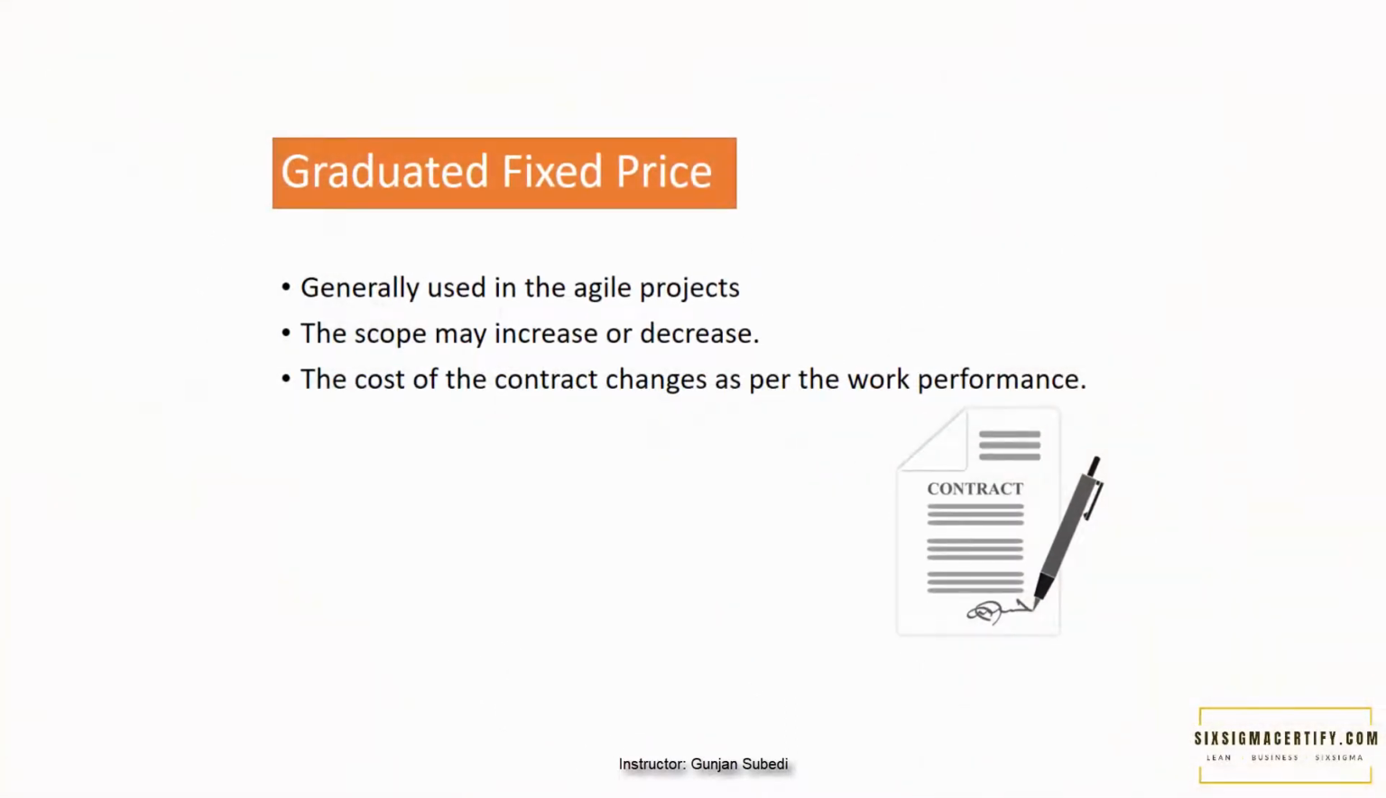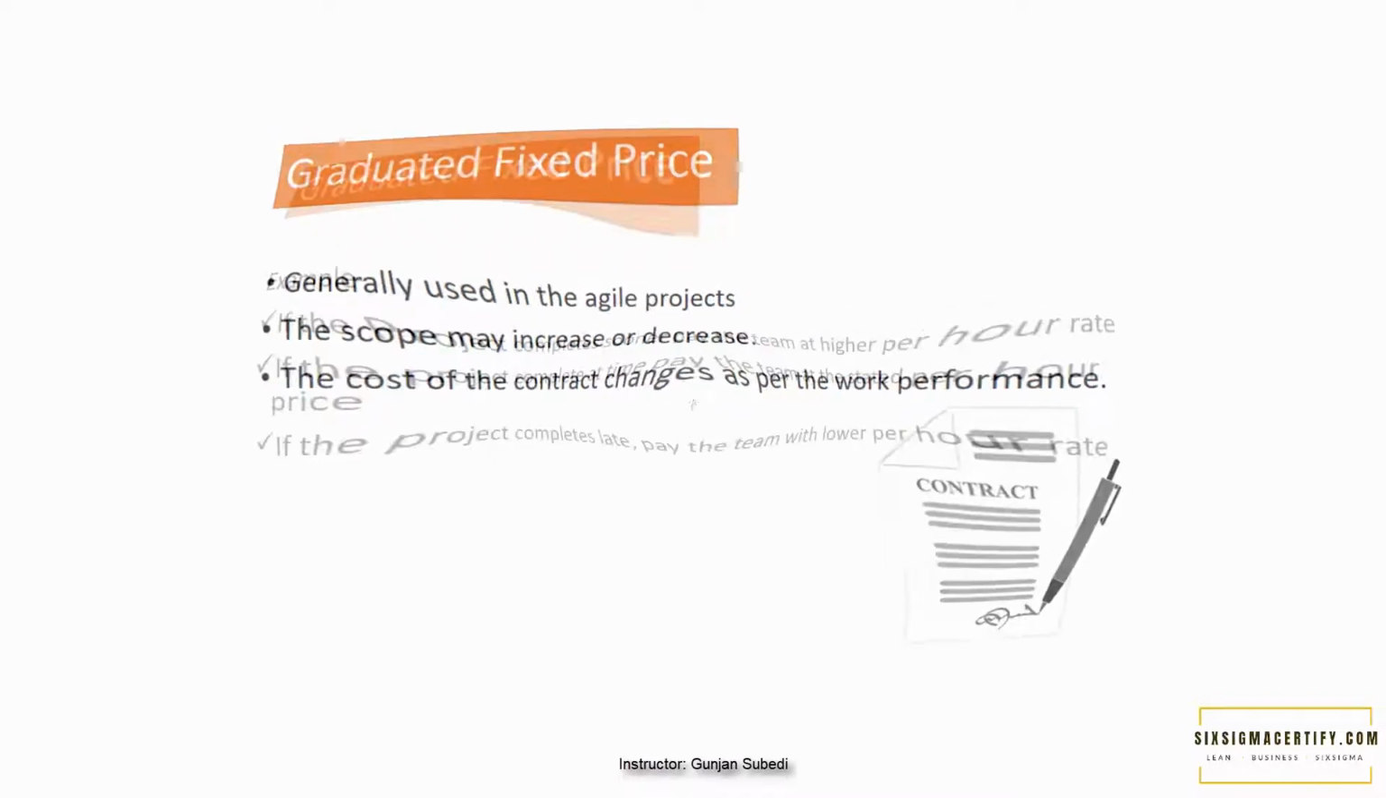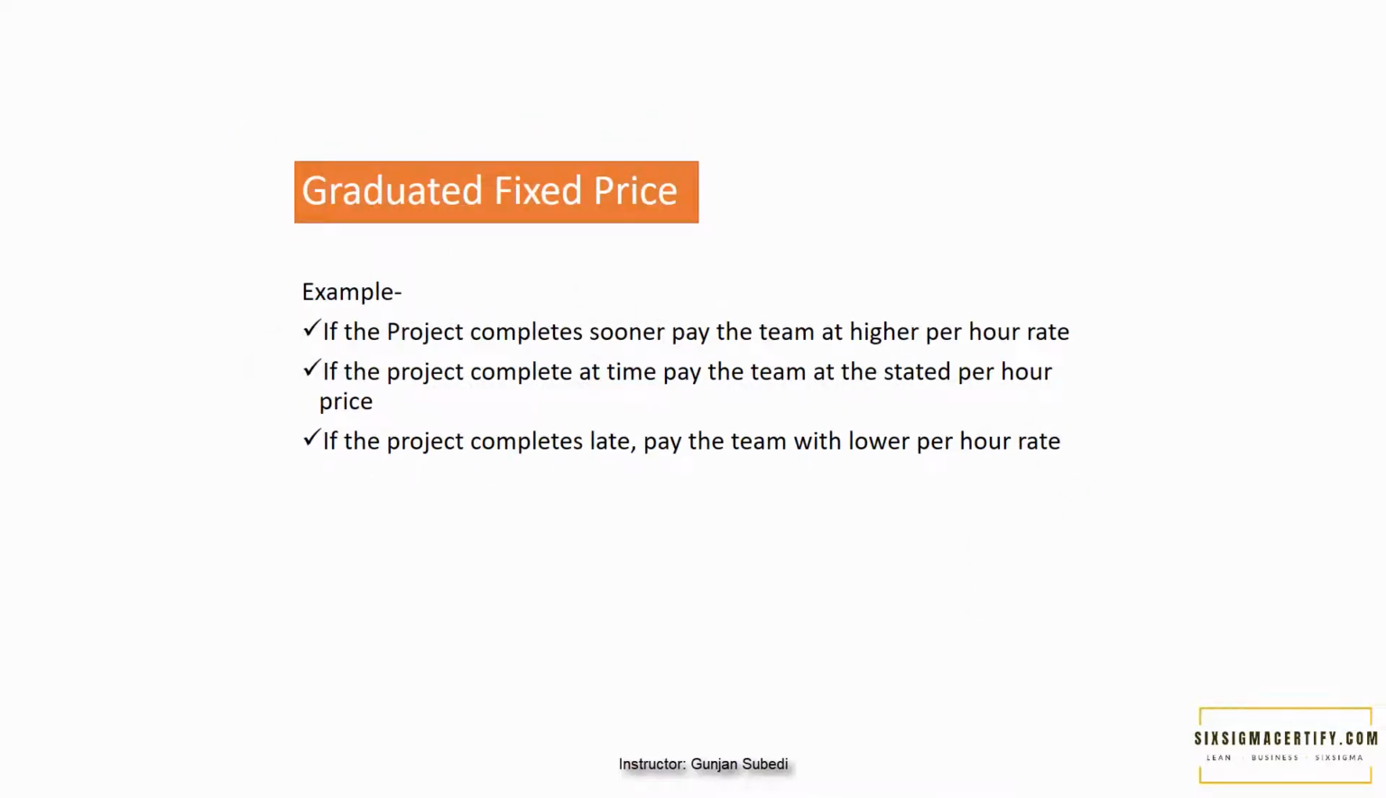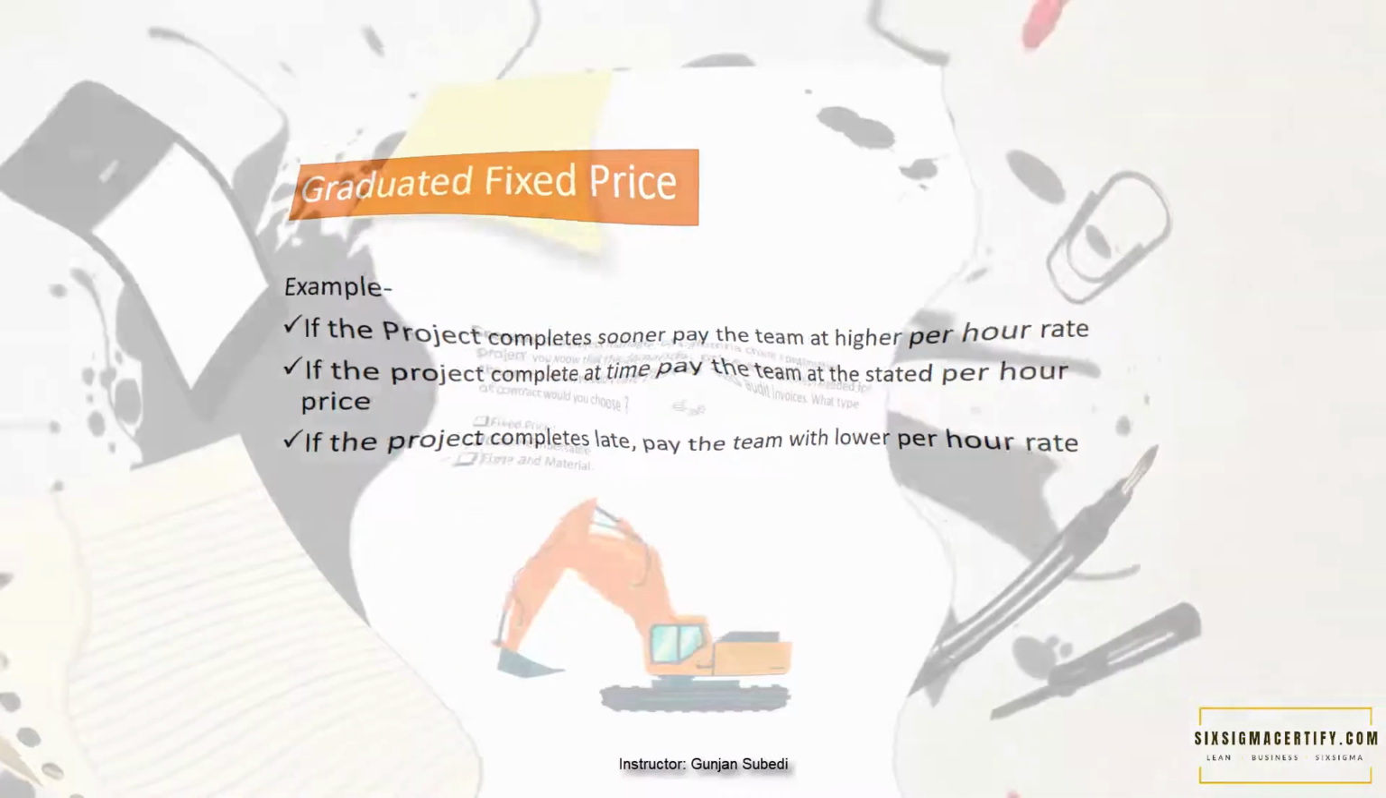Another fixed type contract, we have graduated fixed price. This type of contract is generally used in agile projects. We know that the scope of an agile project changes continuously. So only a fixed price contract may not be suitable in this case, as the scope may increase or decrease continuously. The cost of the contract changes as per the work performance. For example, if the project completes sooner, we may pay the team at a higher per hour rate. If the project completes on time, we can pay the team at the stated hourly price. And if the project completes late, we may pay the team a lower pay per hour rate.